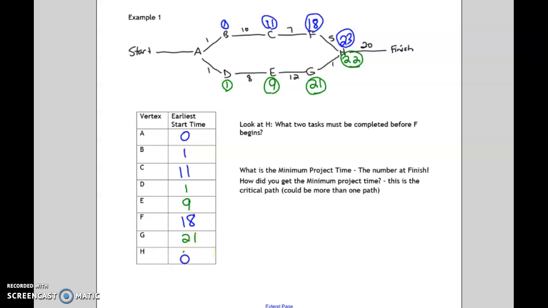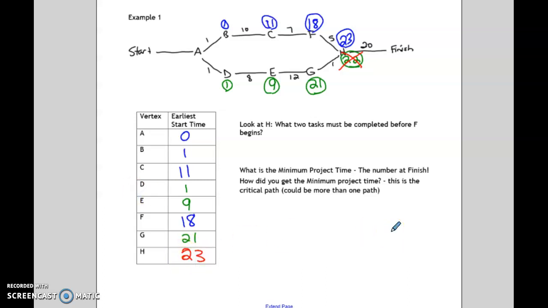Now, it said it took 23 minutes to brown the hamburger, 22 minutes for the noodles. So which one should I pick? Again, we can't eat until both parts are done. So we actually need to pick the highest number. Okay, so for H, the earliest start time to eat is at the 23-minute mark.